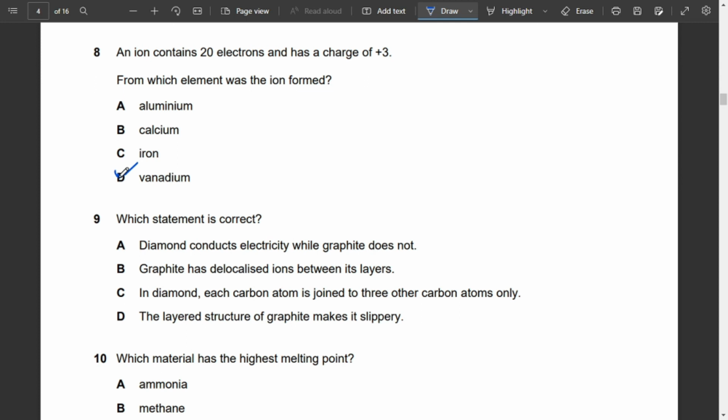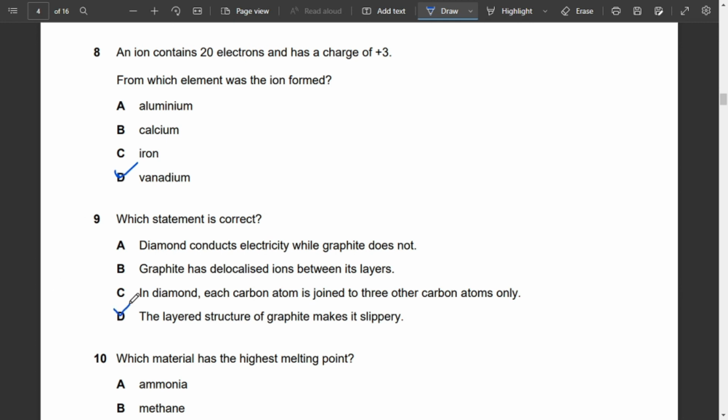Moving on to part D, the layer structure of graphite makes it slippery. Yes. Graphite is basically carbon layer over carbon layer, and then another carbon layer on it. So it's really formed in layers, and that makes it slippery. It does not have a very rocky kind of structure. It is not disarranged. It's really layer-wise, very properly over each other. So that is why it makes it slippery.